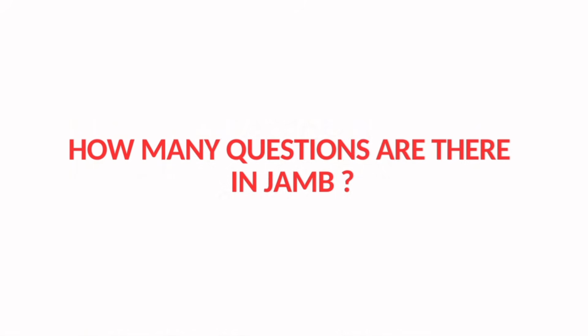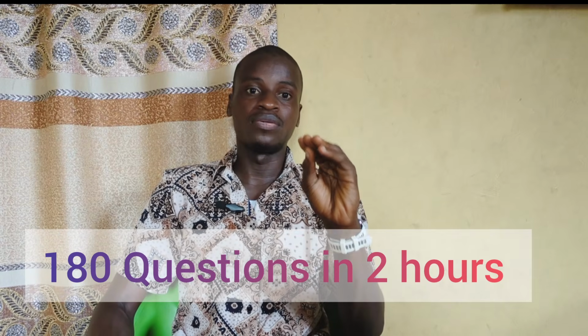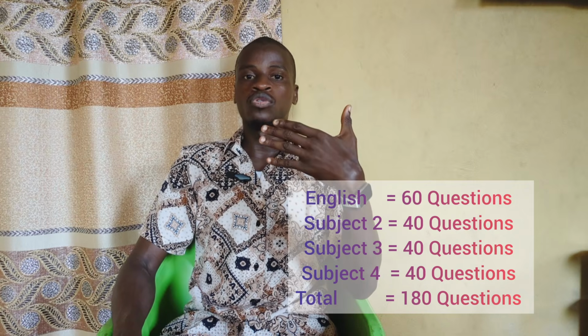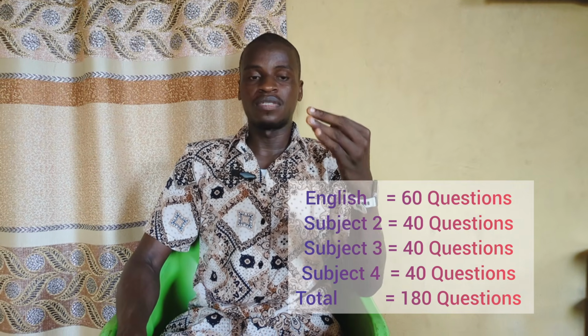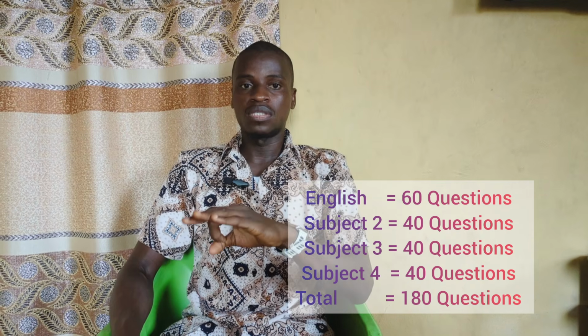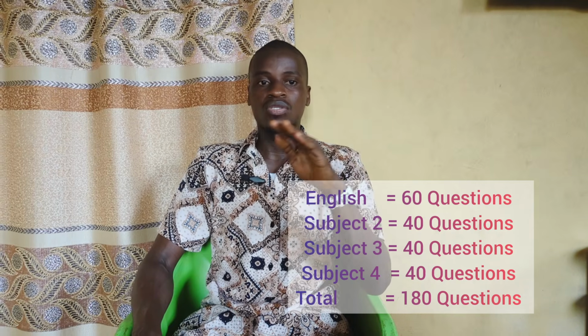So the second question is, how many questions is JAMB examination? The questions in JAMB examination, there are 180 questions altogether that you need to attempt. The questions are 40 questions per subject, except English language, that is 60 questions. Let's say, for example, you are offering biology, physics, chemistry, and English. So it means your biology, physics, and chemistry will be 40 questions each, and the English language will be 60 questions, which will all be 180 questions altogether.